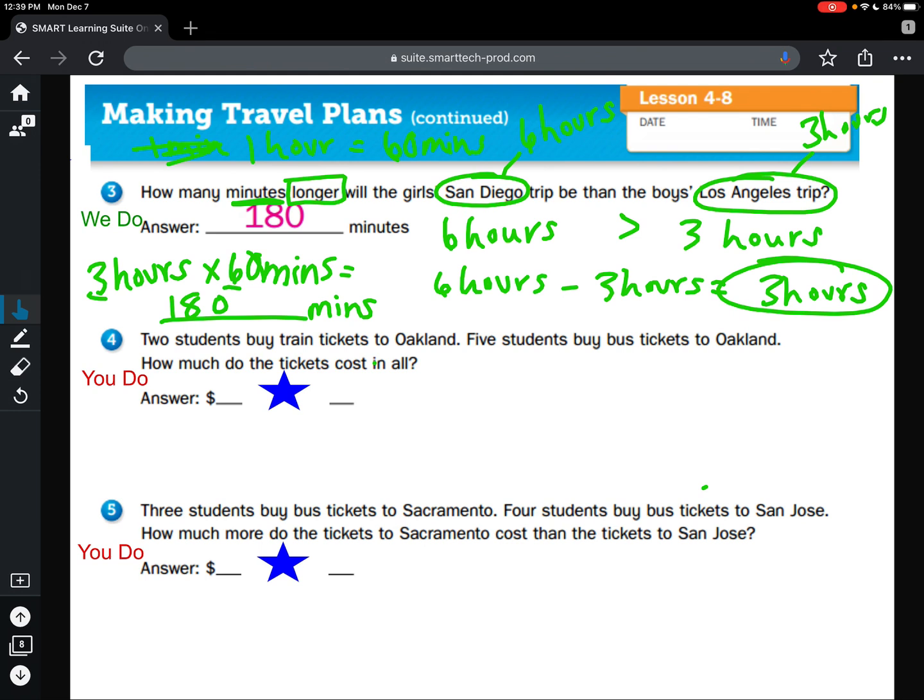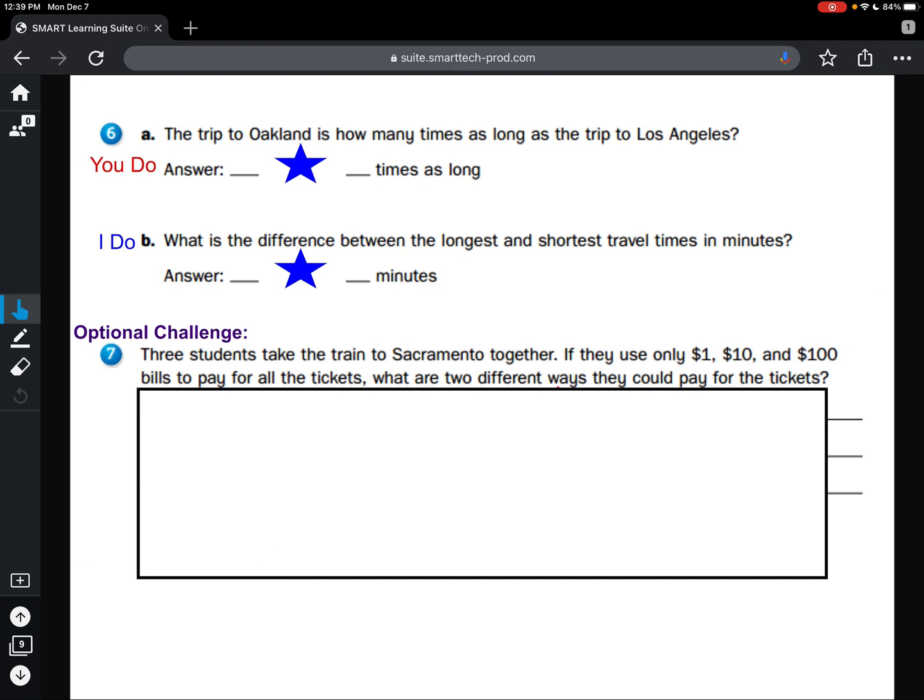You are going to do problems 4 and 5 on your own. You need to take your time and do cubes and underline, box the action words, make your plan, and then solve. And make sure you ask yourself, does your answer make sense? Then for number 6, you're going to do A, but B says, what is the difference between the longest and the shortest travel times in minutes?